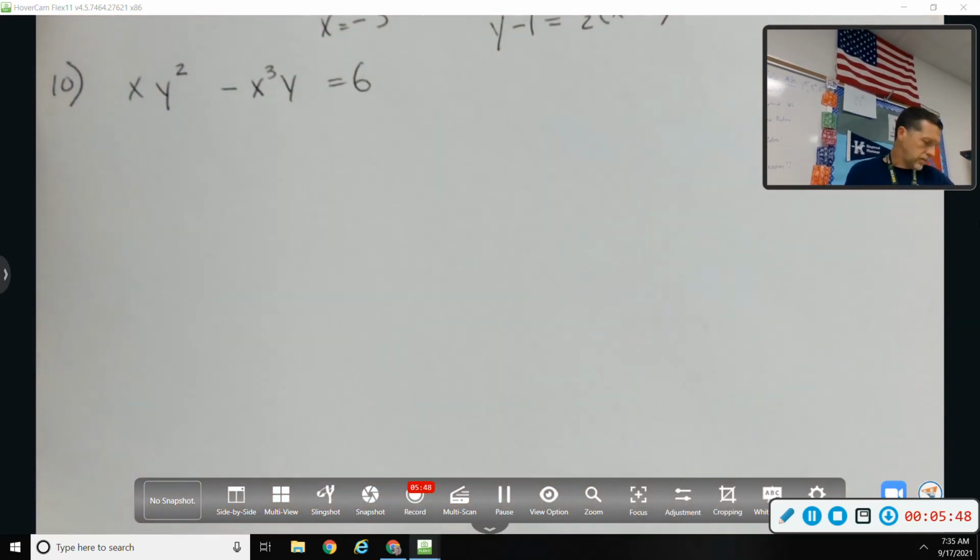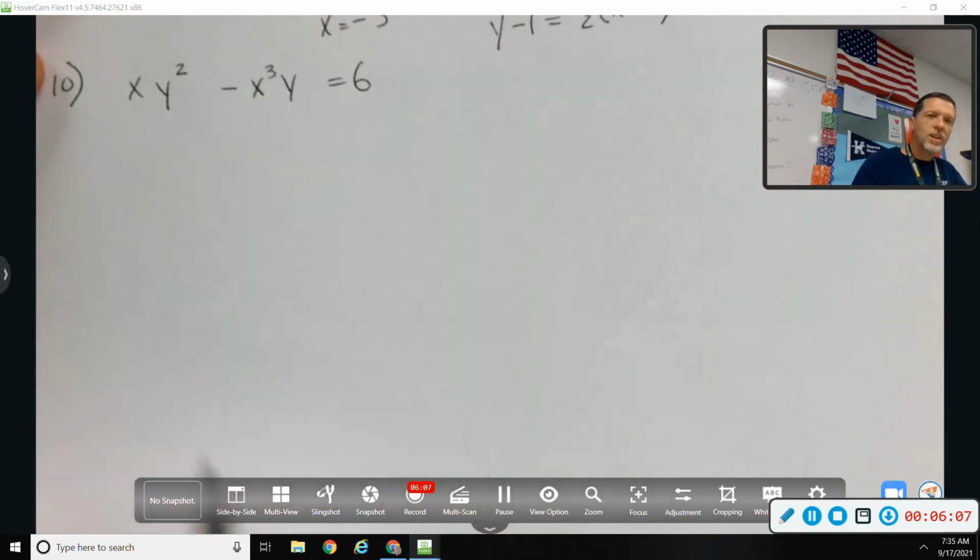Number 10. Find dy/dx and then find all the points on the curve whose x-coordinate is 1. Write an equation for the tangent line to the curve at these points, and then find where the tangent line is vertical. All right.